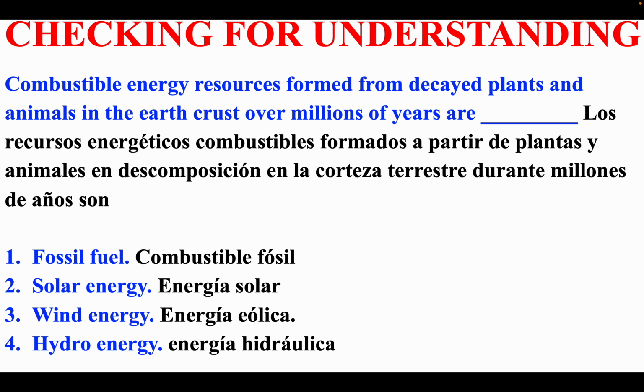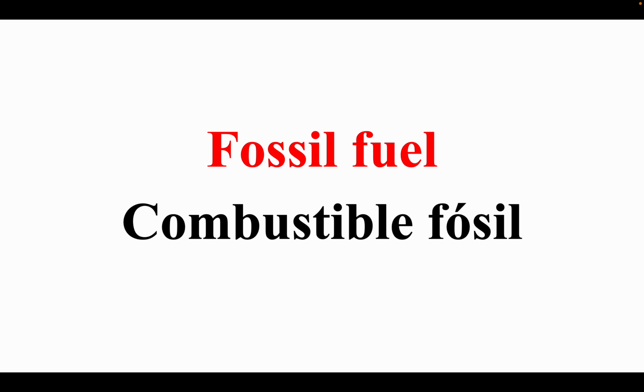Next one says, combustible energy resources formed from decayed plants and animals in the earth crust over millions of years are: 1. Fossil fuel. 2. Solar energy. 3. Wind energy. 4. Hydro energy. And combustible energy resources formed from decayed plants and animals in the earth crust over millions of years, they are called fossil fuel.